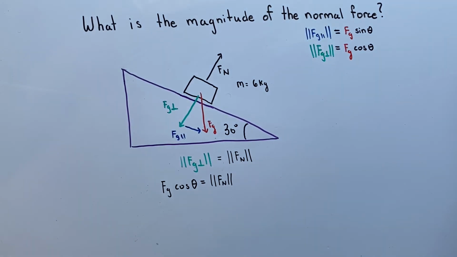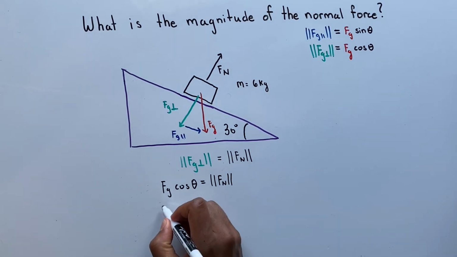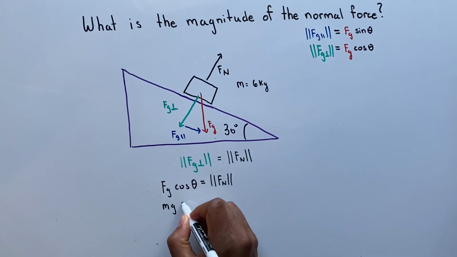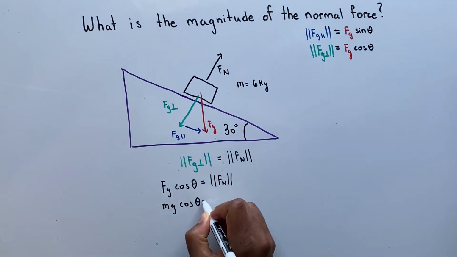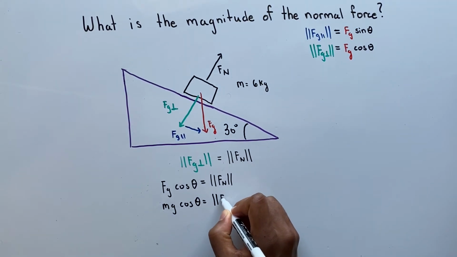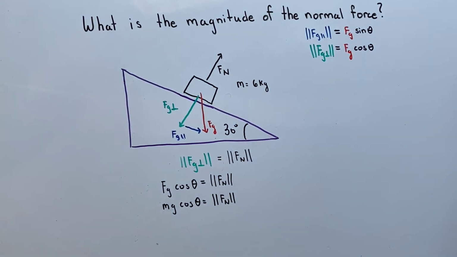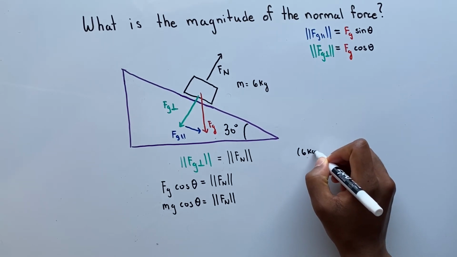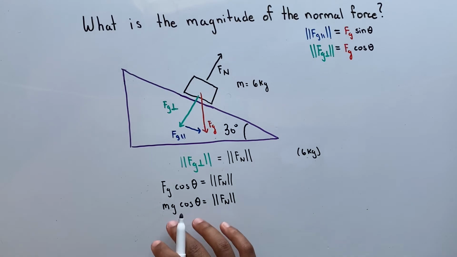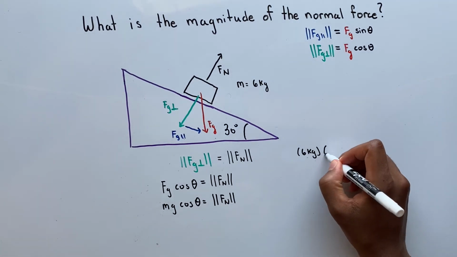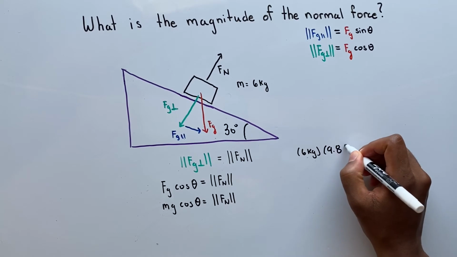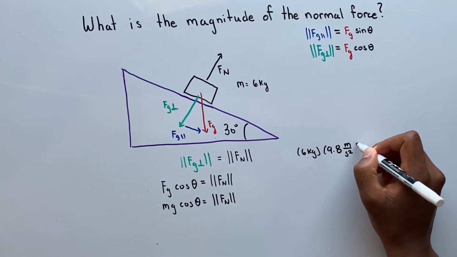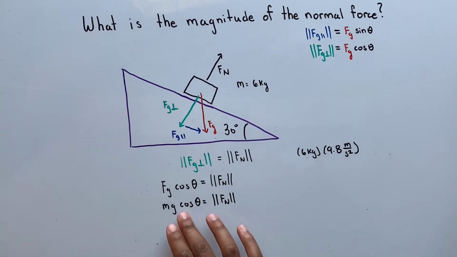We also know that we can rewrite our force of gravity as the mass of the object times the gravity. So you have mass times gravity times cosine of theta equals the magnitude of our normal force. Now we can plug in our values. We know that the mass of the object is 6 kilograms. And we know that the gravitational pull on the Earth is 9.8 meters per second squared, times cosine of our angle.